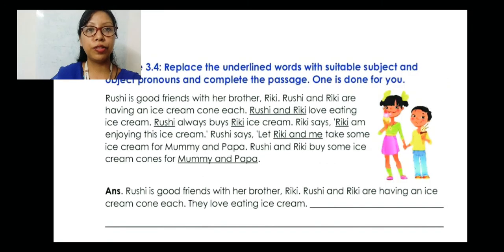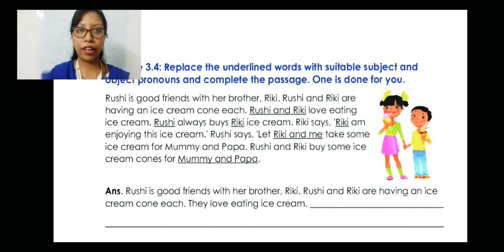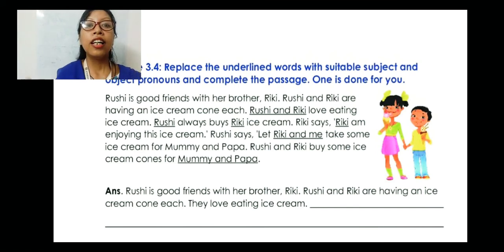Now let's move towards the next one. So, here also this is a paragraph given. So the exercise 3.4 is telling us to replace the underlined words with suitable subject and object pronouns and complete the passage. One is done for you. So you have to write the whole passage, okay? After changing it to subject and object pronouns, you have to write the whole paragraph in the given space. Below there is a space given, the lines are given there, so you have to write it there.